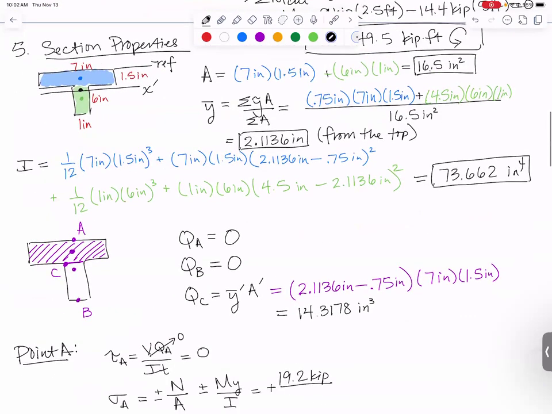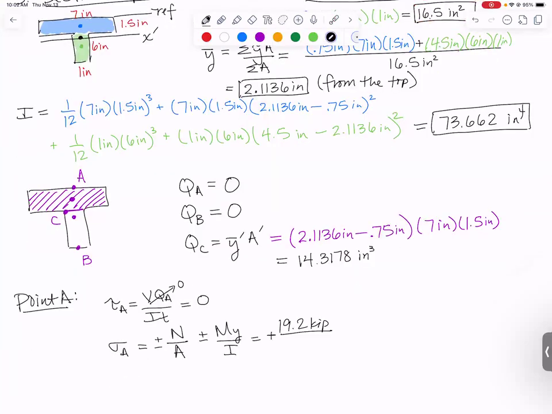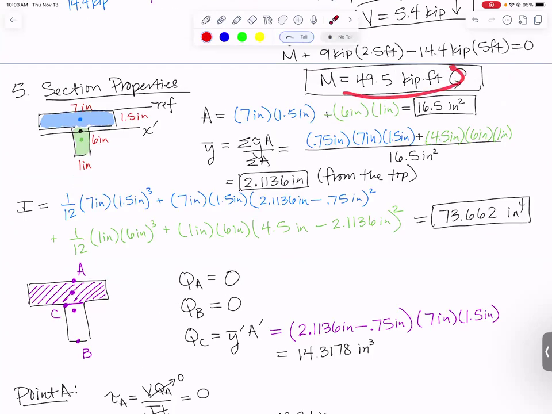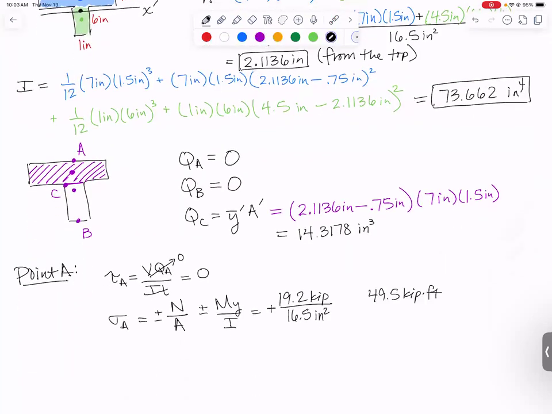And the area, we found that right up here. The area is 16.5 square inches. And then we need our My over I. Well, our moment was 49.5 kip feet. Let's convert feet to inches. I've got 12 inches in 1 foot, so those feet will cancel. And what do we multiply M by? M gets multiplied by Y.